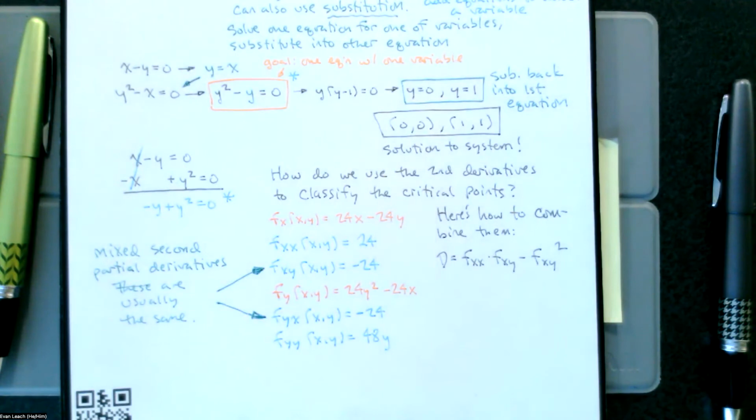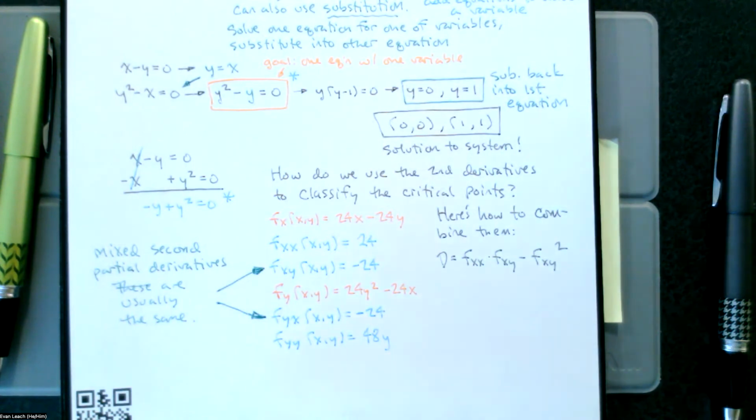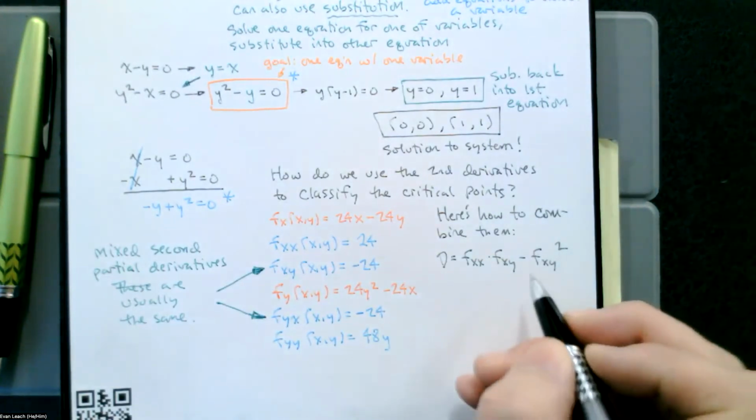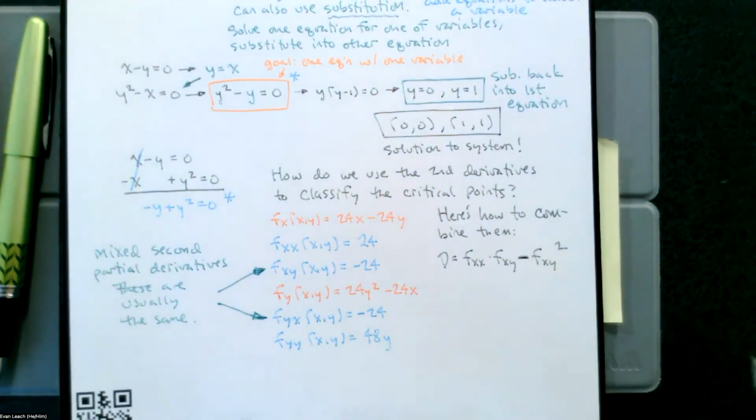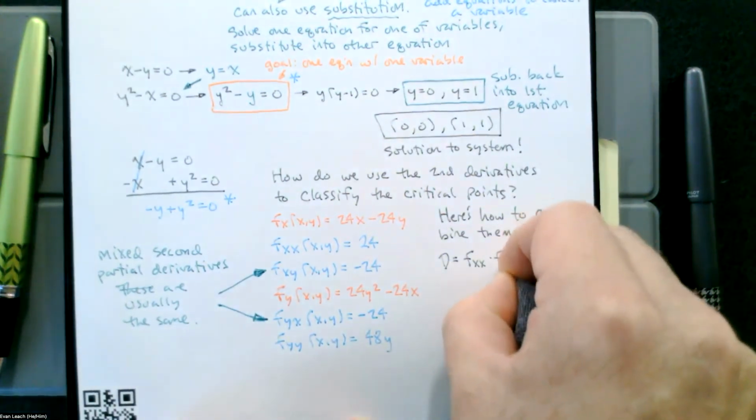I didn't have enough space to write the subscripts, but at each point, you make this calculation: fxx times fyy minus fxy squared. We can get away with that because, like we mentioned previously, the mixed second partial derivatives are usually the same. So fxy times fyx will be the same as fxy squared. Oh my gosh, I wrote xy and I'm supposed to say fyy. This is why I shouldn't do this on a Friday.